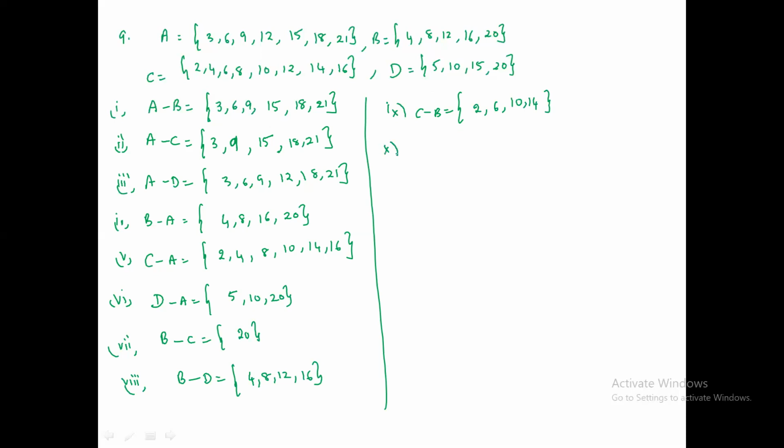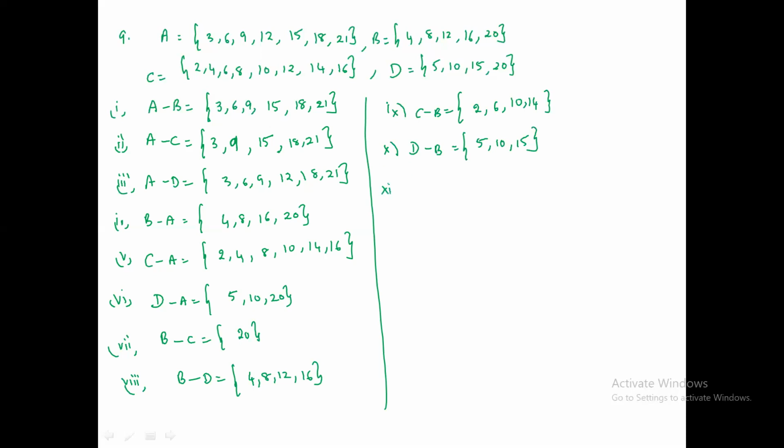Next, 10th one is D minus B. For D minus B, from D you have to remove B. 4, 8, 12, 16, 20. We can't remove 4, 8, 12, 16, but we can remove only 20. So 5, 10, 15 will be the answer.